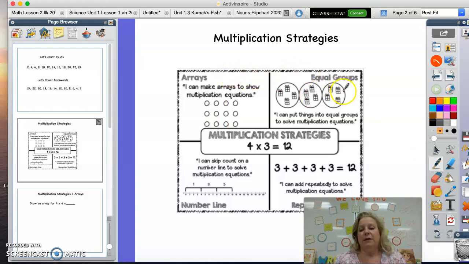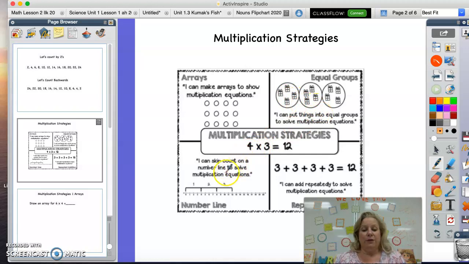Our second way is equal groups. And what you do is you would take 3 groups that are the same size, and you're going to put 4 things inside those groups. And multiplication will tell us how many presents we have in all out of those 3 groups. So we have 4, and 4 is 8, and another 4 would be 12. So 3 groups times 4 equals 12.